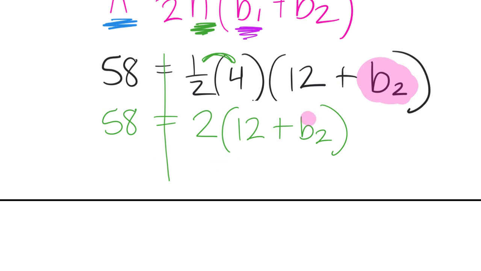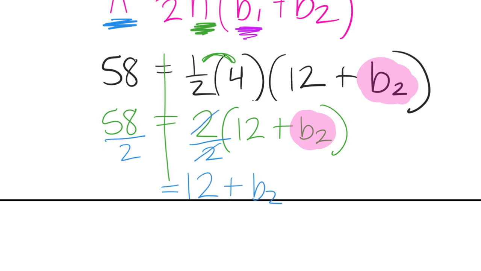But because we're trying to isolate this B2, to get that by itself, I prefer to just divide this 2 off on both sides. Because remember, this 2 is being multiplied by this quantity. So if you want to undo that multiplication, you can just divide it off on both sides. If you divide both sides by 2, these 2's would cancel, and you're just left with 12 plus B2. And that's going to equal 58 divided by 2, which is 29.